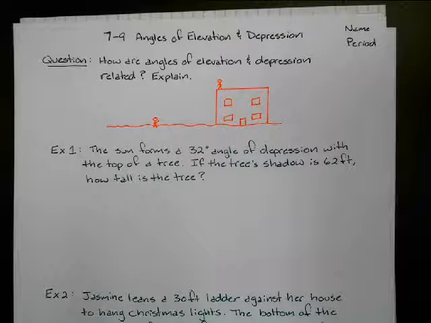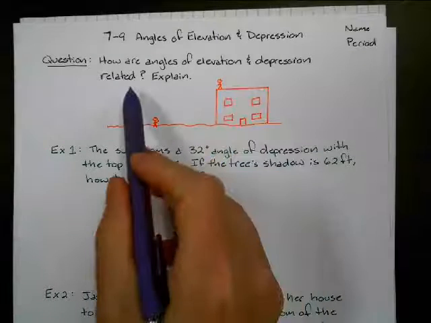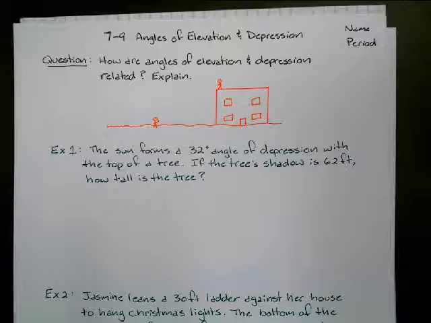All right, Math 2. Here we go. We've got 7-9, angles of elevation and depression. This is a section about word problems with right triangles. So our question is, how are the angles of elevation and depression related to each other?